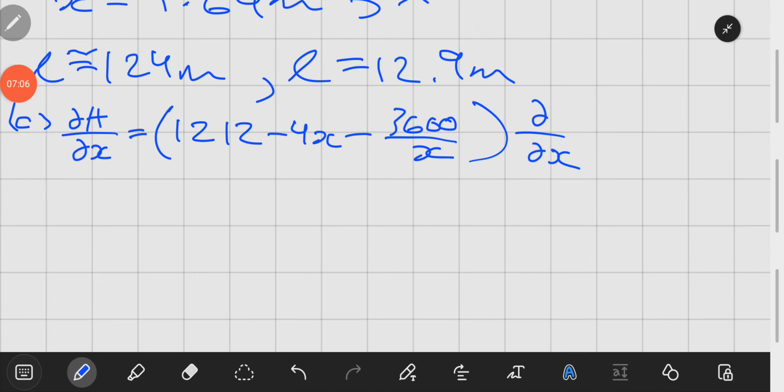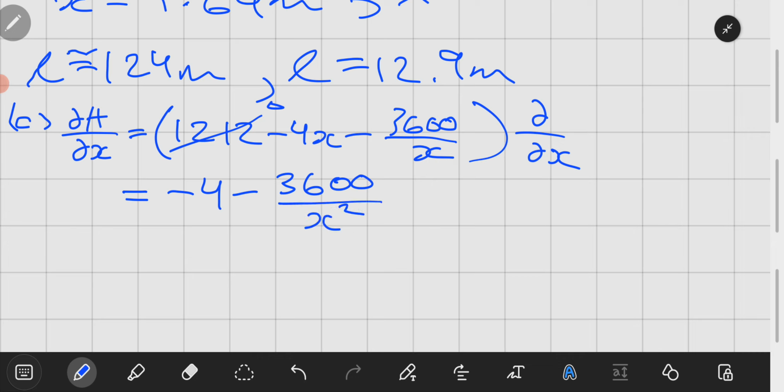So if we go back to our initial expression and take the derivative of it with respect to x, this is a constant, so it will cancel out, and we just get negative 4 minus 3600 over x squared. And that is our answer to dA/dx.